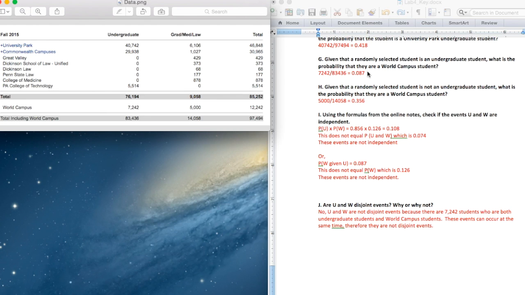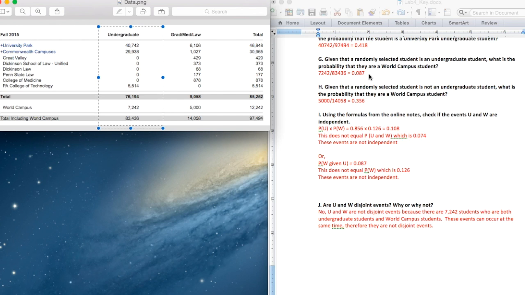G, now we're starting to work with conditional probabilities. Given that a randomly selected student is an undergraduate student, so we know that we're working with an undergraduate student, we're only going to be looking at this column. We're going to ignore the other 2 columns. So given that they're an undergraduate student, what is the probability that they were a World Campus student? Well, there are 7,242 undergraduate World Campus students out of a total of 83,436 undergraduate students. So given that they're an undergraduate student, the probability that they were a World Campus student is 0.087.